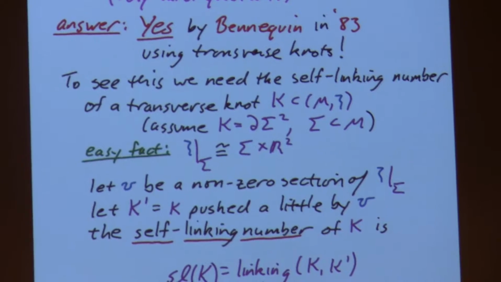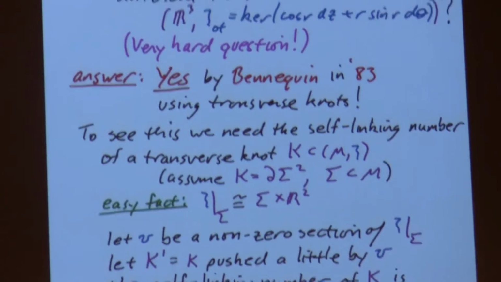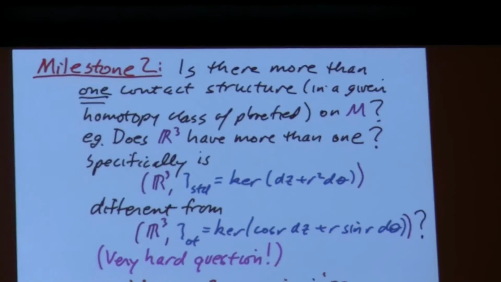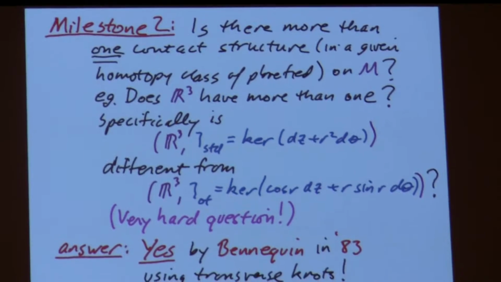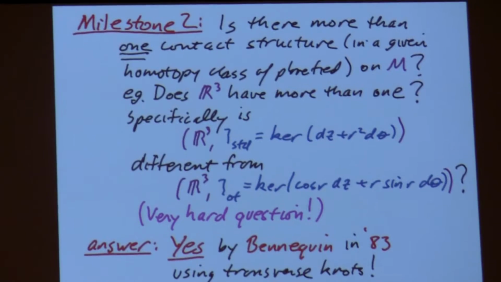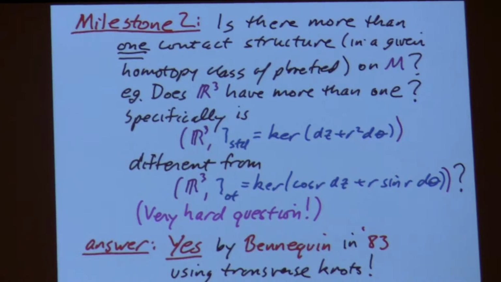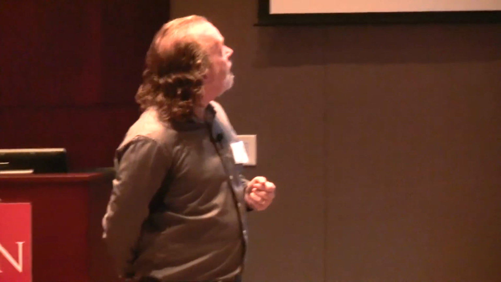So now let's move on to milestone 2. Our first milestone was in 1971. So in 1983, the following milestone occurred. A very natural question, once you know 3-manifolds have contact structures, is do they have more than one? Or a better question is, if you have 2 contact structures in the same homotopy class of plane field, do they have to be the same contact structure? So if they could be the same, are they the same?